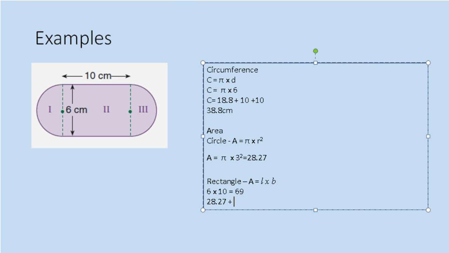So 28.27 plus 60 is 88.27 centimeters squared. And there's an example of a few harder questions. So sometimes they just break the shape up, and then you need to make sure you include all the extra length or shapes when you're finding the area.